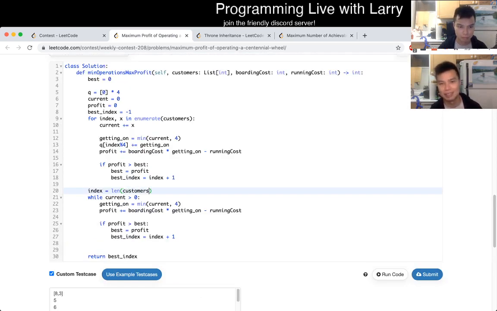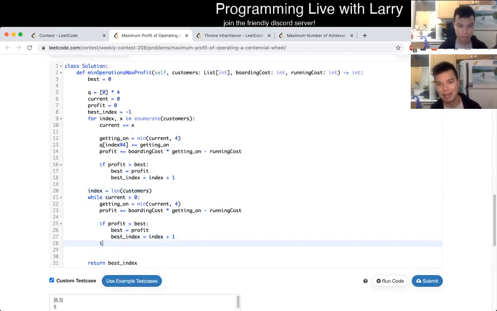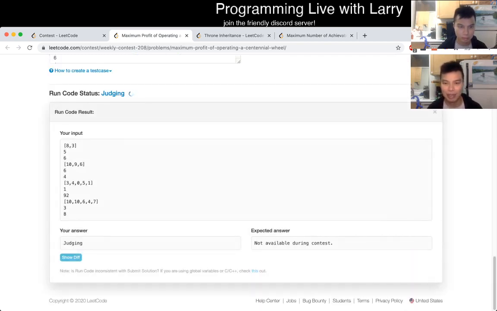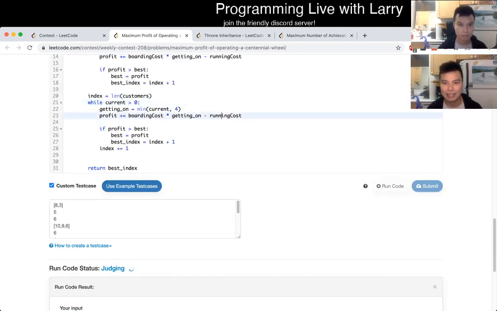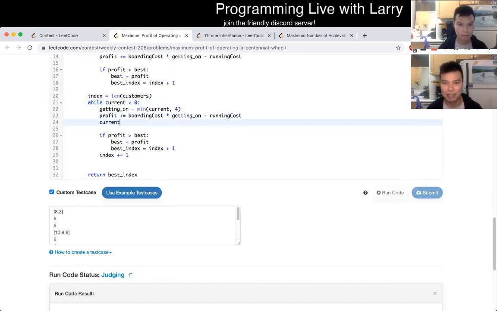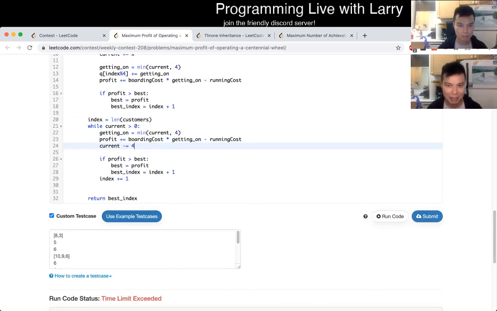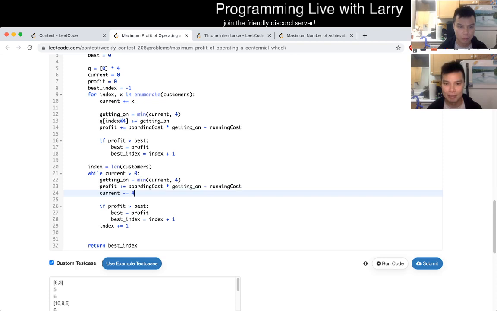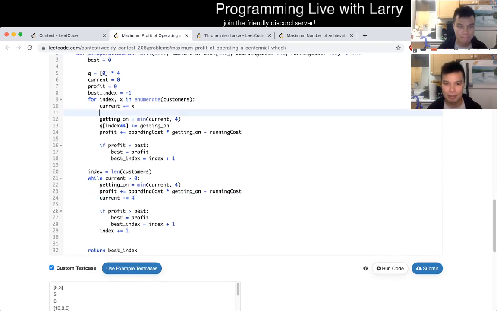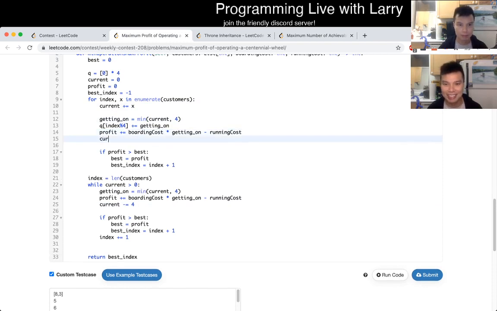Otherwise, sometimes it happens. But today I was lucky and it worked well. But not quite yet, because I forgot to subtract 4 from the customers. So that's why it was time limit exceeded. So that was very fortunate for me, because I've messed up something here. Actually, and again, technically I should be current minus subtract getting on.